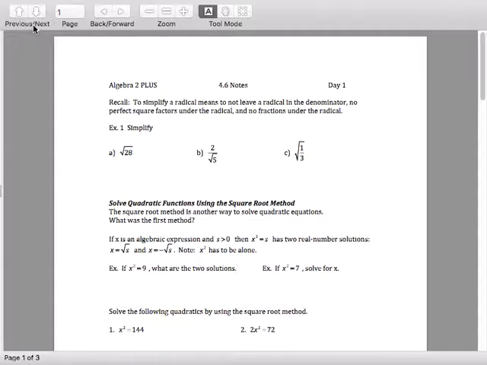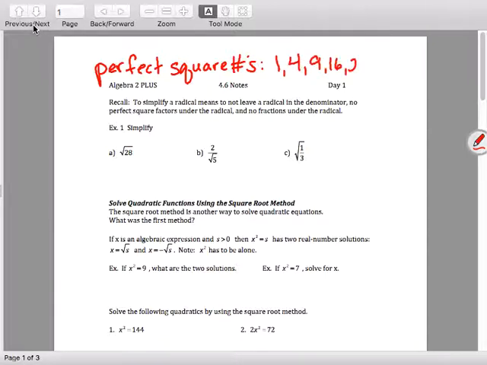It says recall. To simplify a radical means to not leave a radical in the denominator. Okay, so you can't have a radical, and square root and radical I use interchangeably. No perfect square factors under the radical. And I think it would help us if we write down something. Perfect square numbers. So do this at the top. Perfect square numbers are numbers like 1, 4, 9, 16, 25, 36, and they go on infinitely many times.